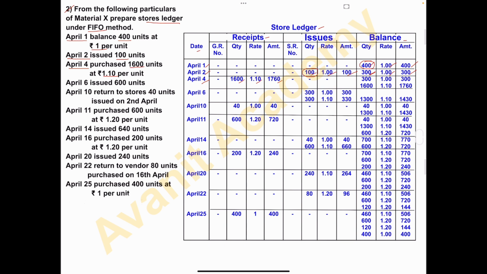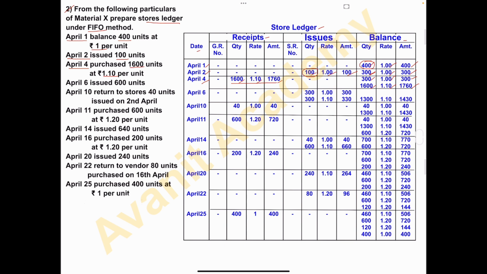1760. Issues nil. I will write the balance. First write the previous stock, that is 300 units at rupee 1, and the amount is 300. Now add the recent purchase, that is 1600 units. Rate per unit is 1.10, and the amount is 1760. So the purchase we have made, that you have to write here in balance.